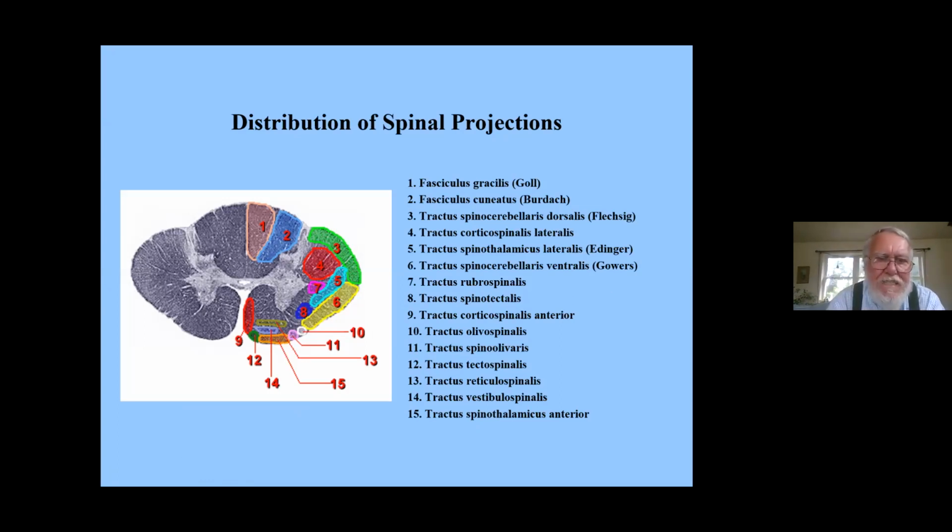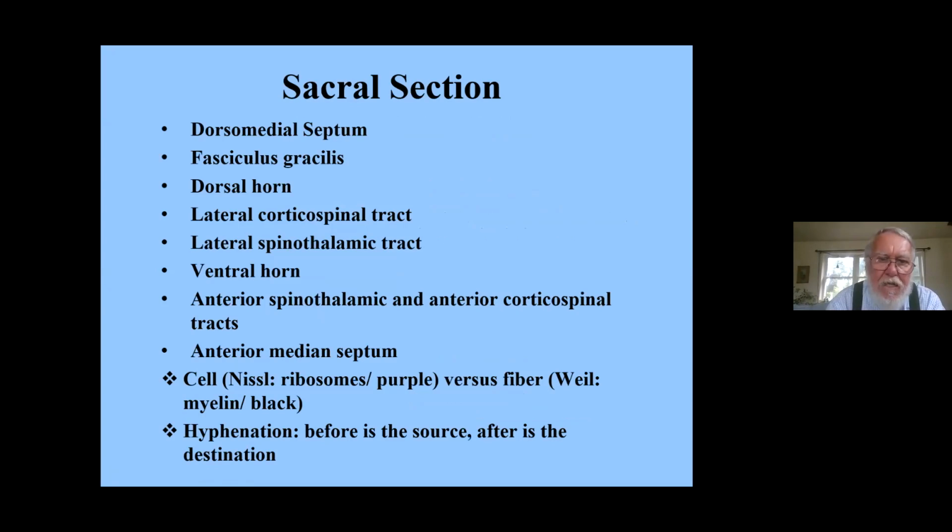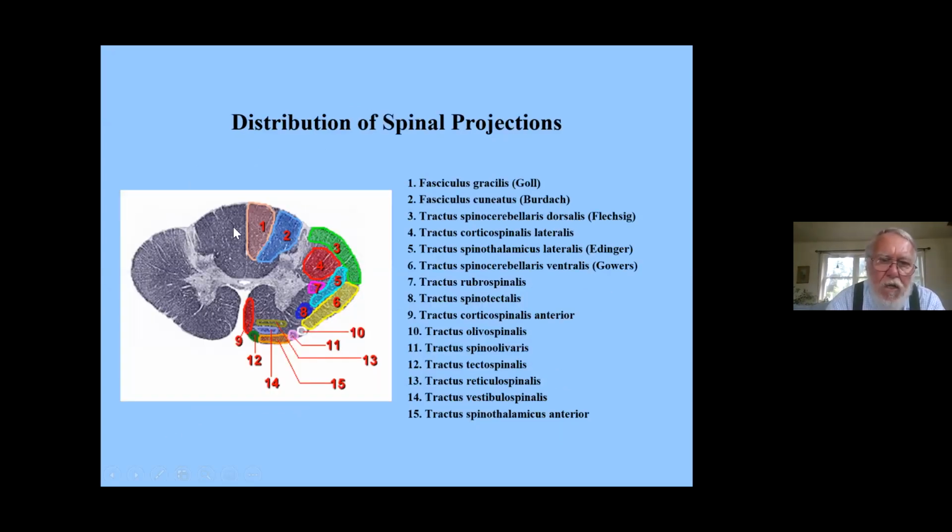So what you can see is immediately lateral to the dorsomedial septum and bordered by the dorsolateral septi is the fasciculus gracilis. Then lateral to that, you see the fasciculus cuneatus. Then we see the dorsal horn. And of course, out here on the posterior marginal zone, not labeled, is the zone of Lissauer. Now, I'm going to skip number 3. I'm going to go to number 4.